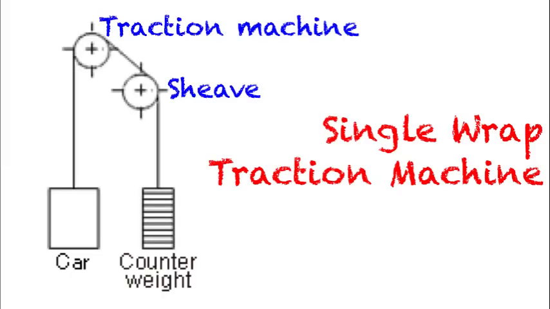Methods of arranging elevator machines, sheaves, and ropes. Single wrap traction machine. Supporting cables pass over the sheave in grooves and connect to the counterweights. The lifting power is exerted by the sheave through the traction of the cables in the grooves.